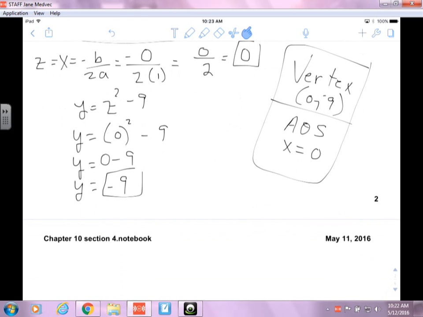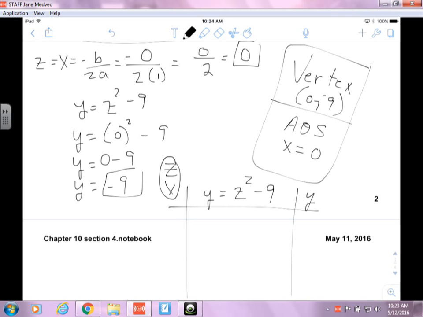Okay, I'm going to do my table. You can go x or you can go z. Either one is fine because it's your input. It kind of depends on what you want to do. This right here can either be x or z. It doesn't really matter. It's z in the equation, so you can do it. But it is the x of your vertex. So I'm going to plug in 0 over here, and I'm going to plug in negative 9 over here, and I'm going to say that's my vertex.